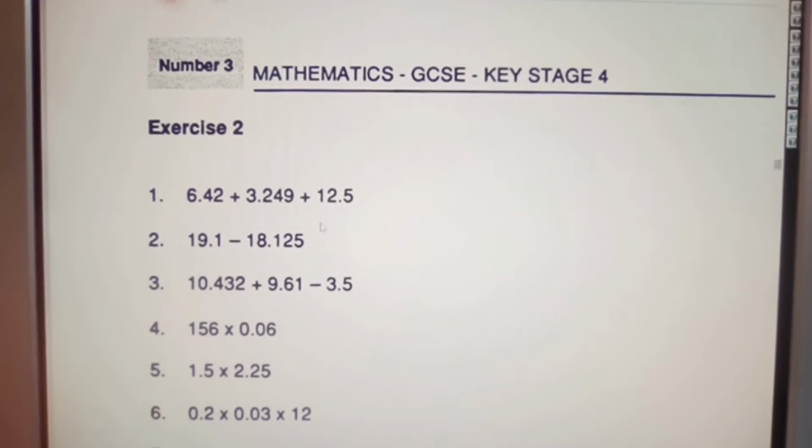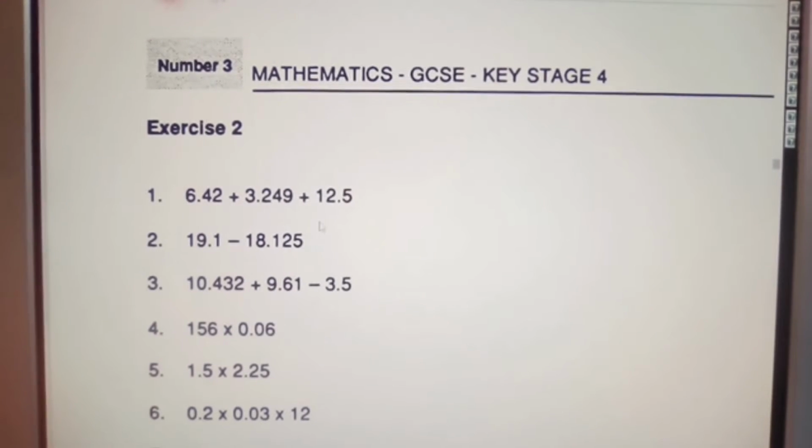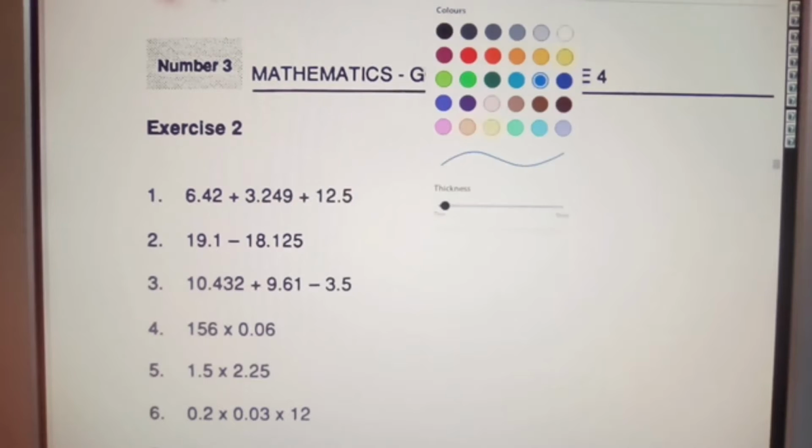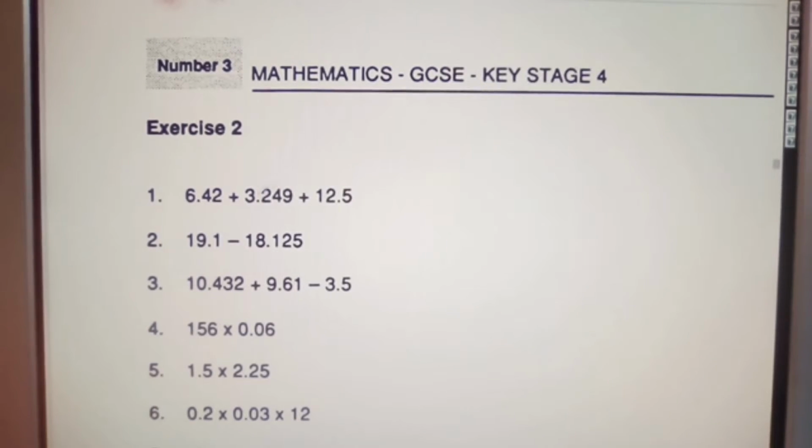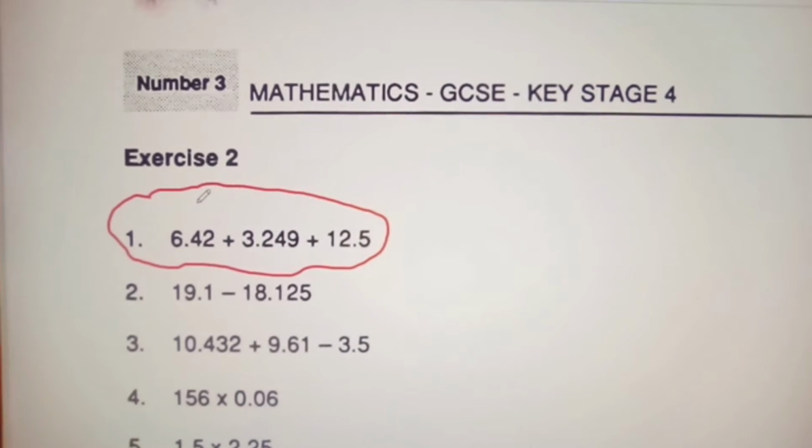Now this is session 11, and I repeat, this is session 11. GCSE Mathematics, Key Stage 4. Right, let me get my tools and my pen, and today I'm going to go posh and use a bright orange. And this is the one I want to do first of all.